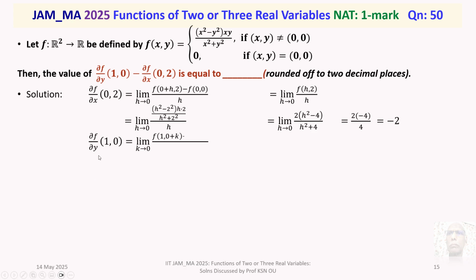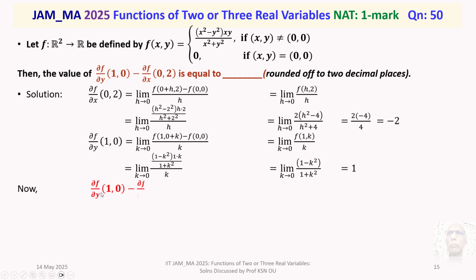Del f by del y at (1, 0), limit k tends to 0, f of (1, 0 plus k) minus f of (0, 0) by k, f of (0, 0) is 0. This will be limit k tends to 0 of f of (1, k) by k. Go to the f of (x, y) and put x is equal to 1 and y is equal to k and write down, and limit k tends to 0 of this one. Now the k cancels, you will get limit k tends to 0 of (1 minus k square) by (1 plus k square), that is 1.